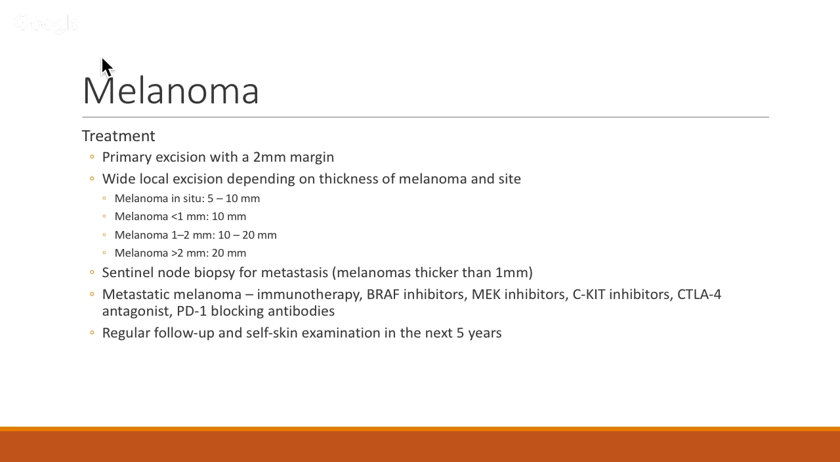Metastatic melanoma can be treated with various chemotherapy agents, so immunotherapy, RAF inhibitors, there's plenty. And it's important to have regular follow-up, self-skin examination, tell them about sun protection, and continue that at least for the next 5 years.